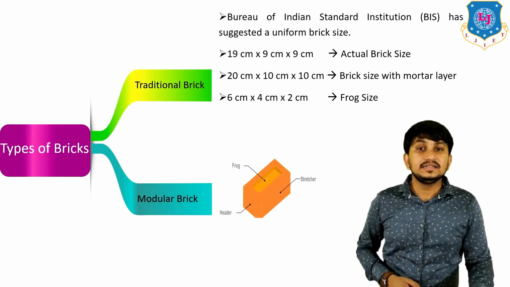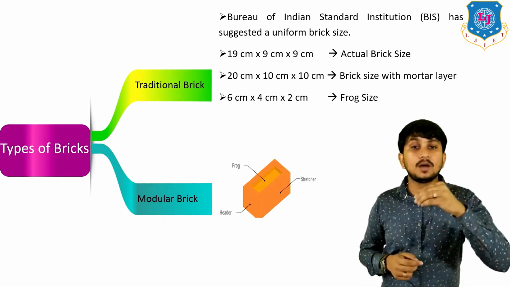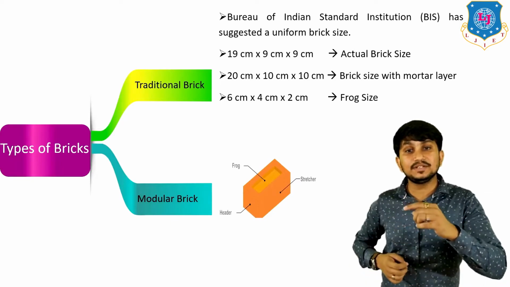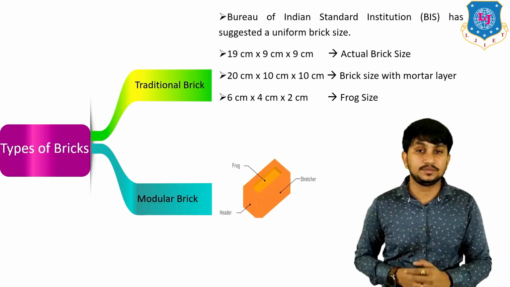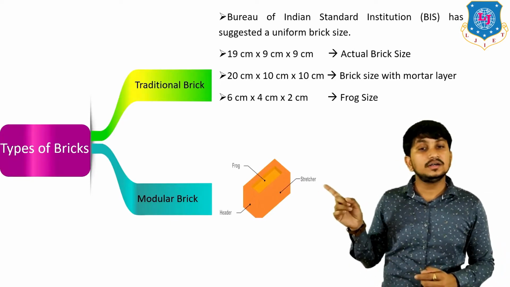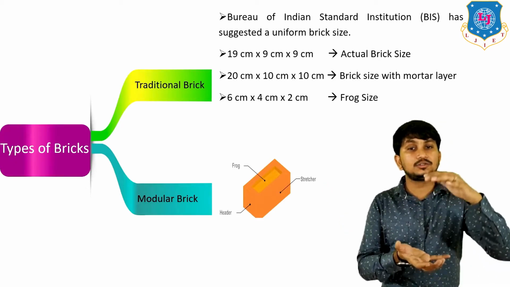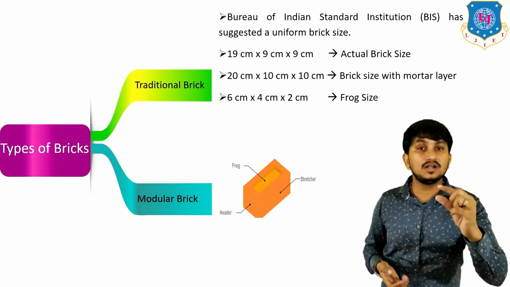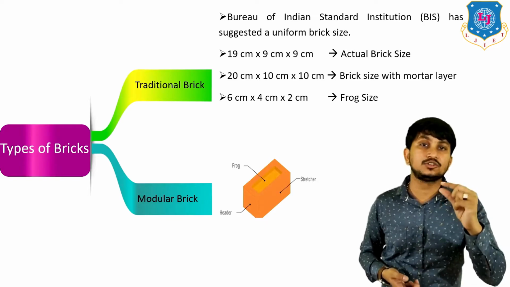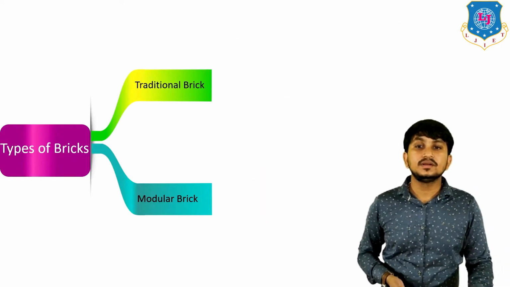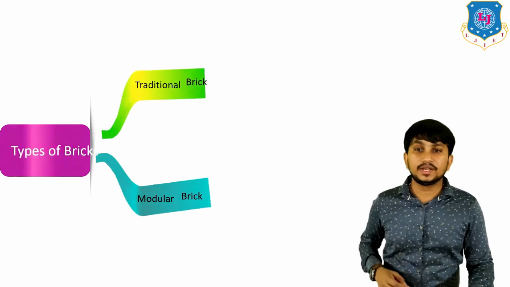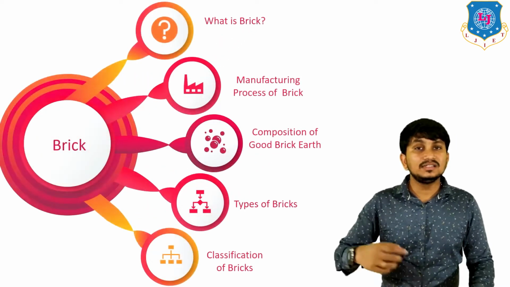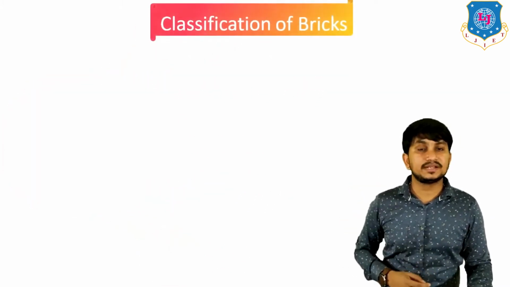It is having one frog on the top of the brick having size 6 centimeter by 4 centimeter by 2 centimeter. This is the frog which is exactly at the top of the brick. This is one small depression created at the top of the brick. Okay, that's all about the types of brick. Now let's discuss the classification of bricks.